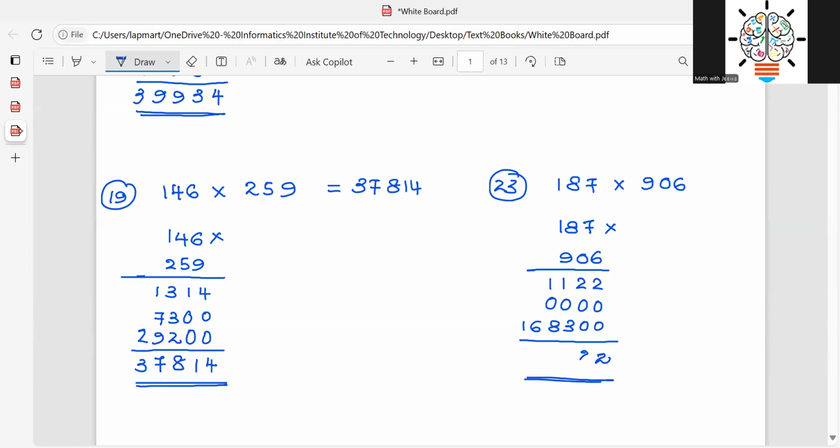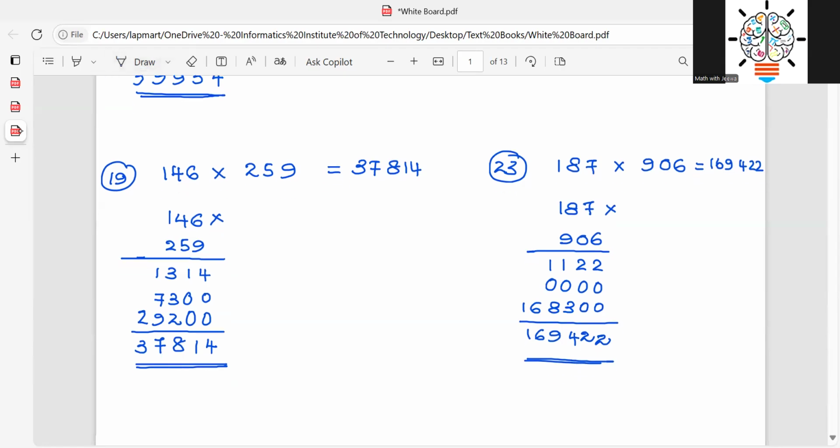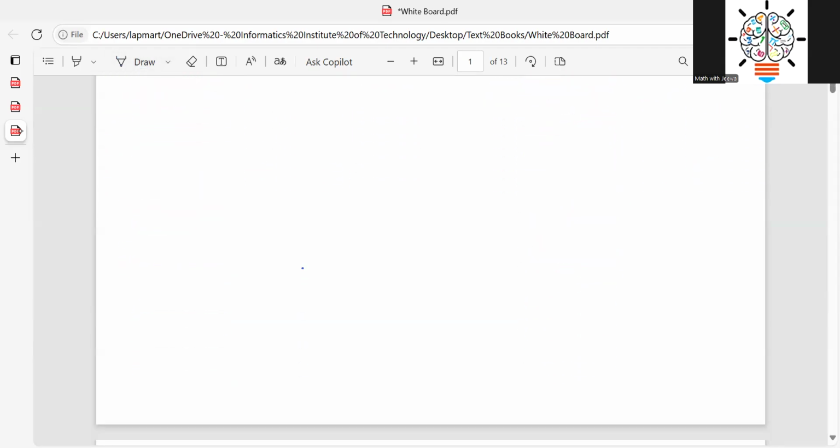Here 2, 2, 4, 9. Right? So then we want to double check whether we got it correctly. 169,400. So then here I write 169,422. Okay. Then we will move to the next question. It is 27.